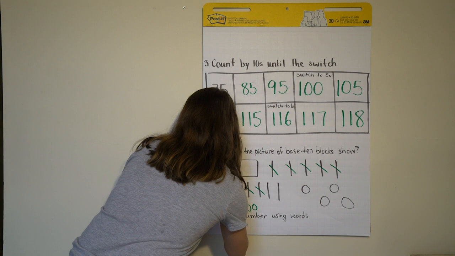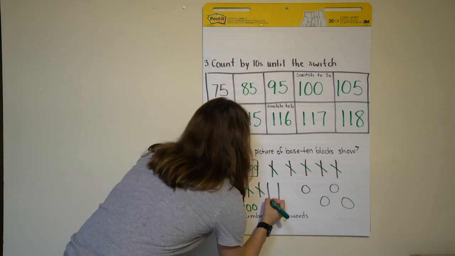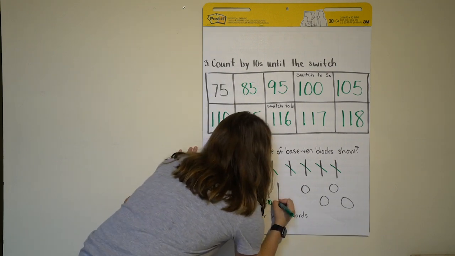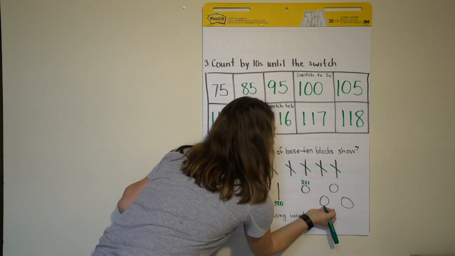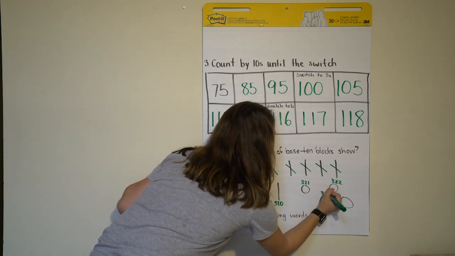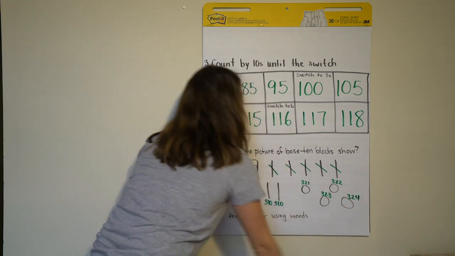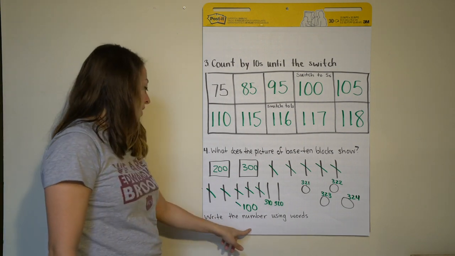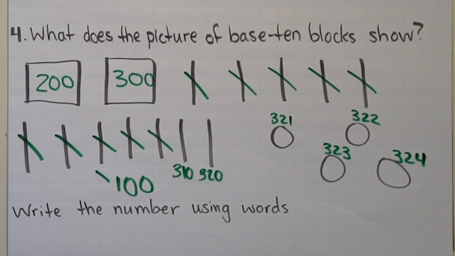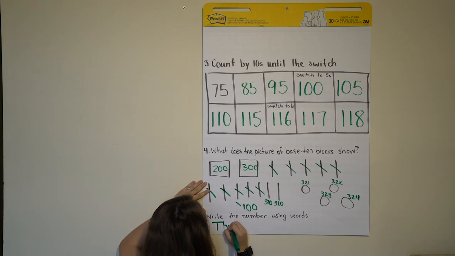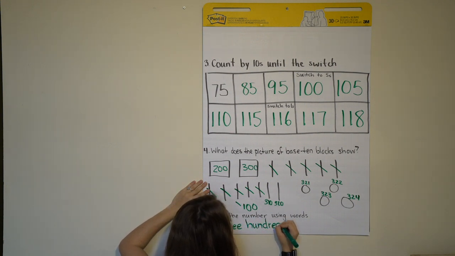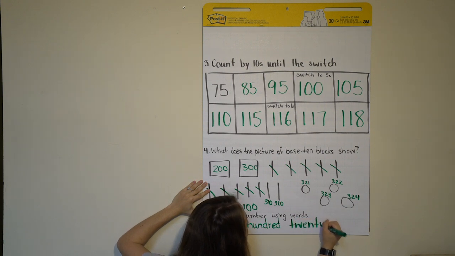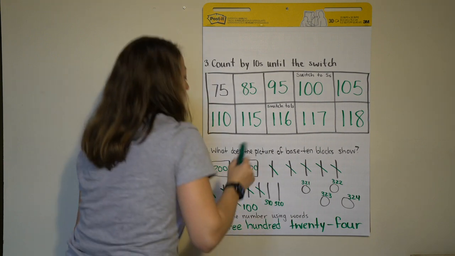All right, 100, 200, 300, 310, 320, 321, 322, 323, and 324. Okay, now you can write that number using words. I'll give you a second to look at that.